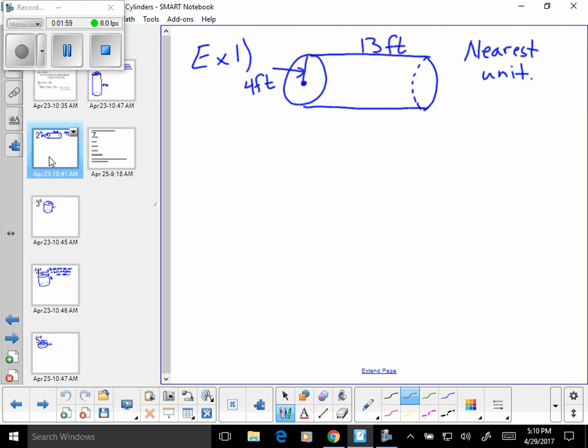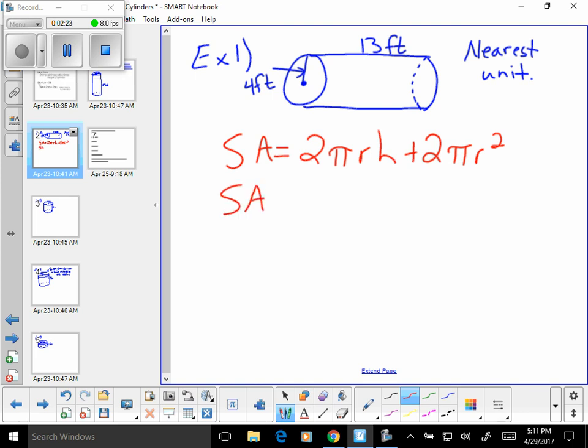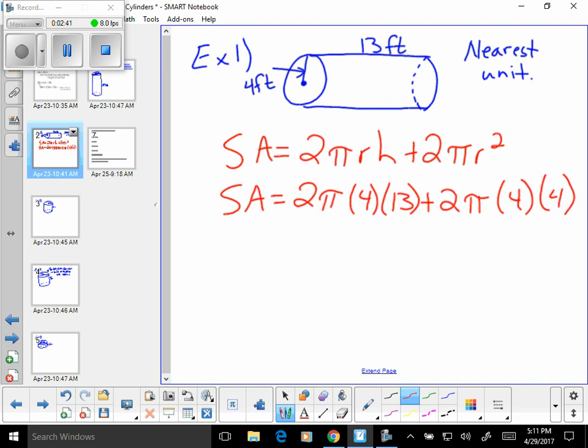So if we're going to find the surface area, and you'll note that they give you a direction to go to the nearest unit, we're going to start with the formula. That's going to be 2 pi r h, that's the area of the curved surface, plus 2 pi r squared, which is the area of the base, the circular base. In this particular cylinder, they've given us the radius, so that's going to be 4, and the height is 13. So for 2 pi r squared, they're going to give you 4. Now, some people will use the squared. I have a tendency to write it in there twice, 4 times 4.